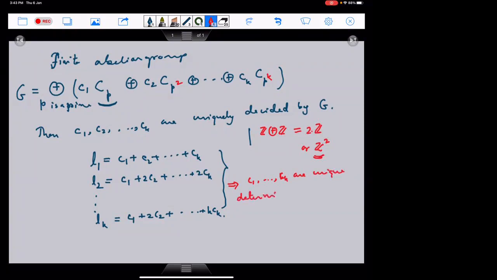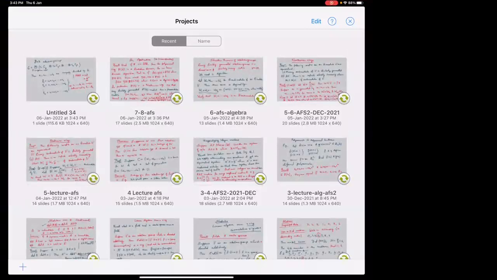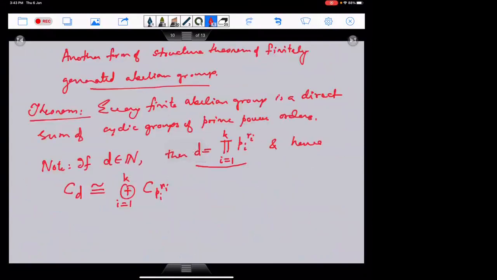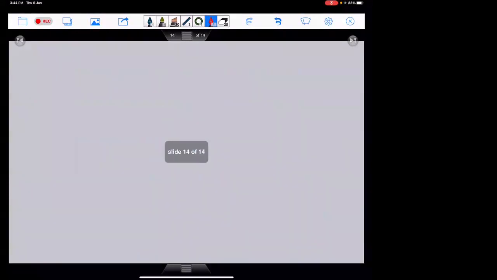determined by L1, L2, up to LK. Right? And therefore, the theorem which says, maybe I go back to yesterday's discussion a bit, then come back here. Every finite abelian group is a direct sum of cyclic groups of prime power order. And then we said that these prime powers are uniquely decided. Okay. And then the uniqueness theorem is this, and we just discussed the proof.